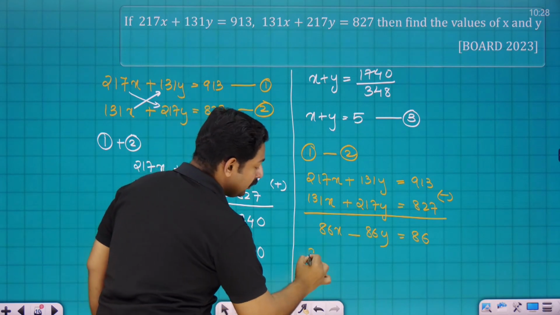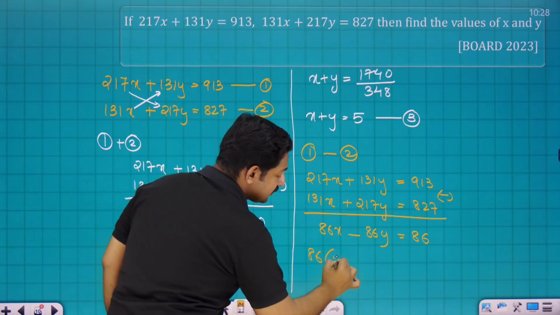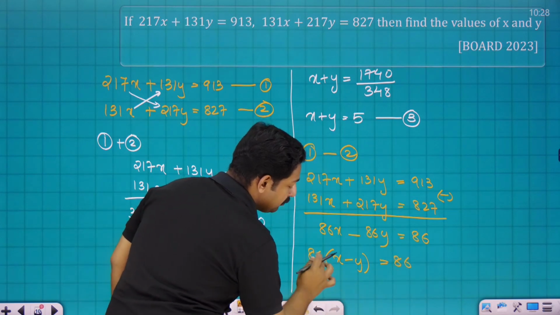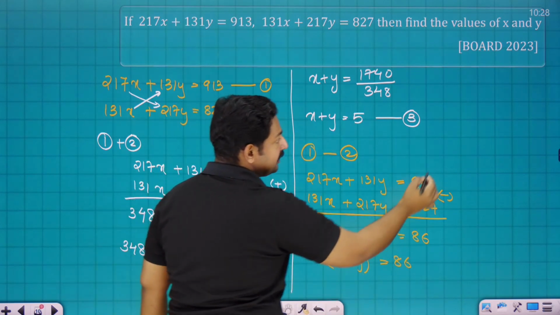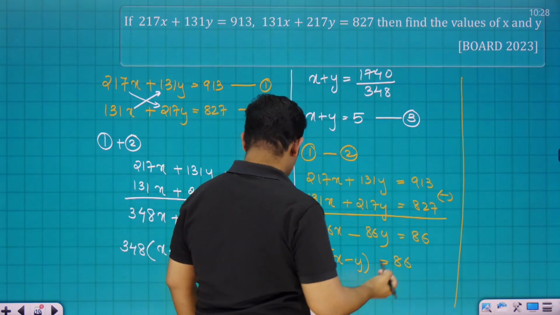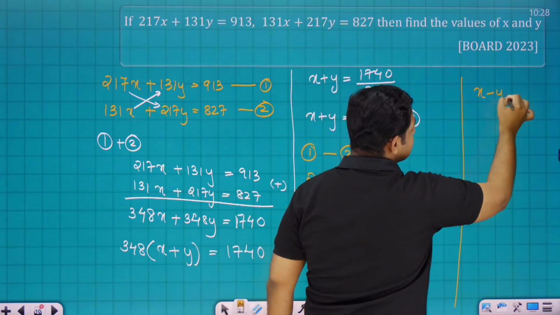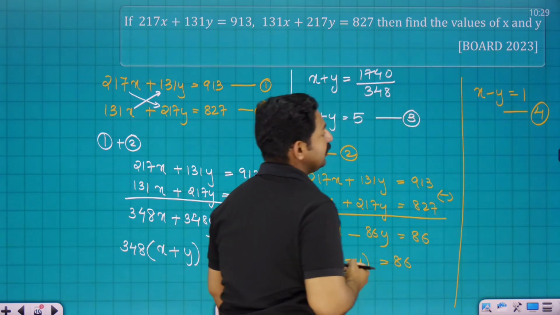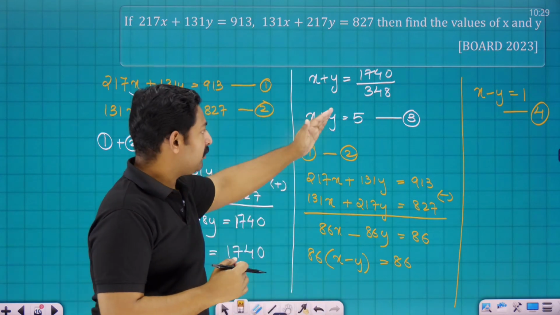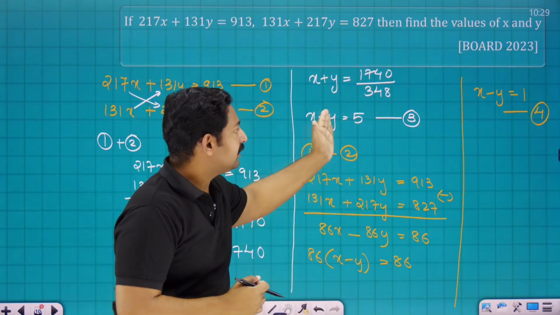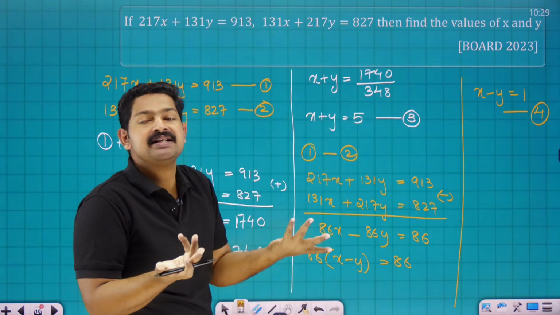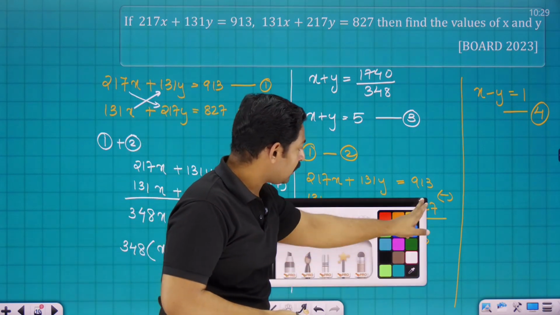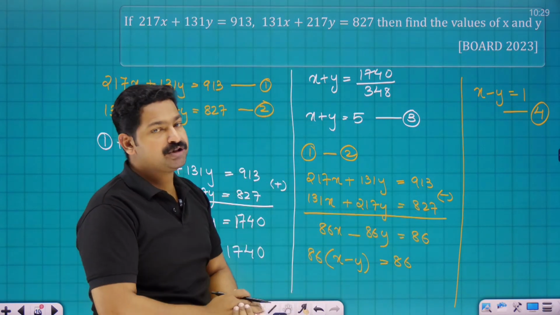Okay, now what we can do, 86 can be taken outside, so 86 into x minus y is equal to 86. So when you bring 86 to the right side, you will be getting x minus y is equal to 1. So you got equation number 4. So now you can see from equation number 3 and 4, they are simple two equations. Now we can easily solve it by any method, either elimination or substitution method.